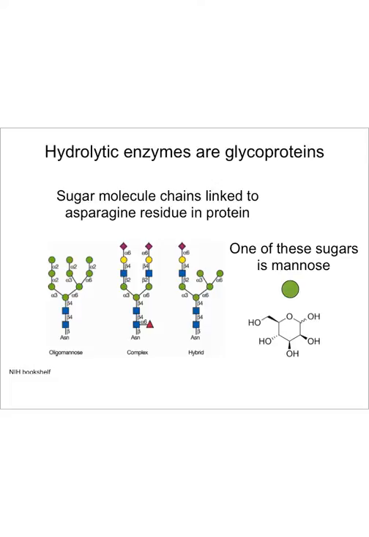So it turns out that the hydrolytic enzymes, which are made in the Golgi and then go into the lysosome, are glycoproteins, meaning that they're modified on some amino acids by sugar side chains. And one particular sugar, which is always found in the side chains of these hydrolytic enzymes, is the sugar mannose, shown here by this green dot. And mannose structure is not important to know, but it's a typical hexose sugar.